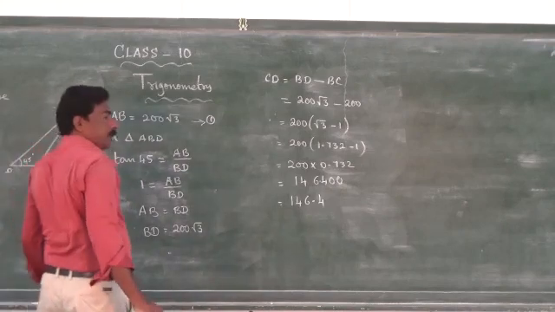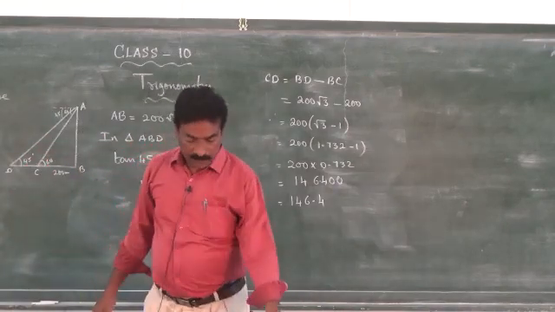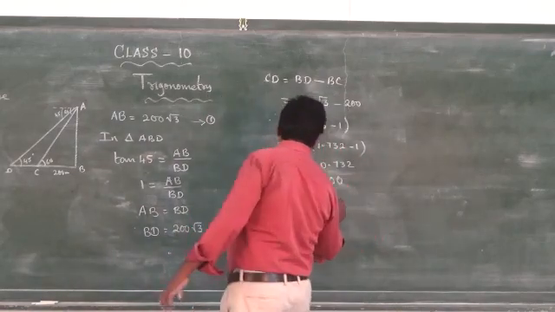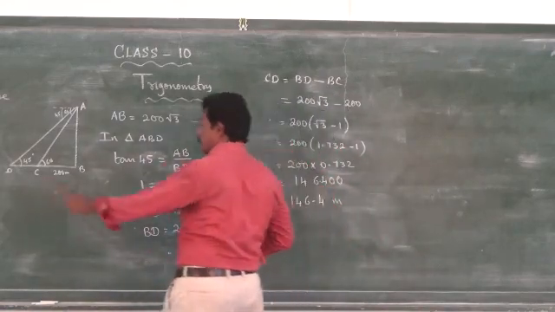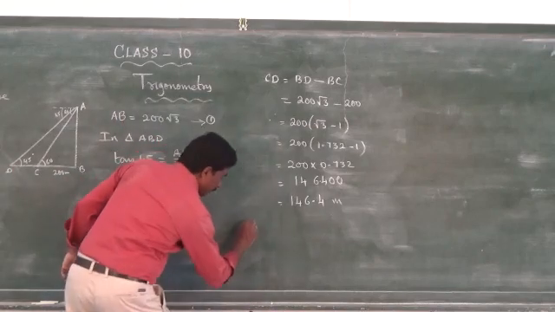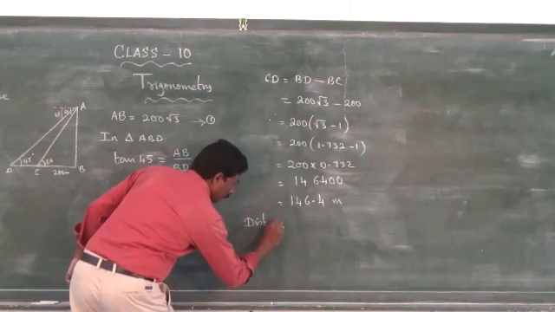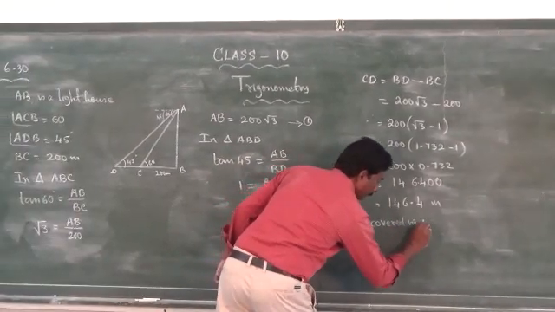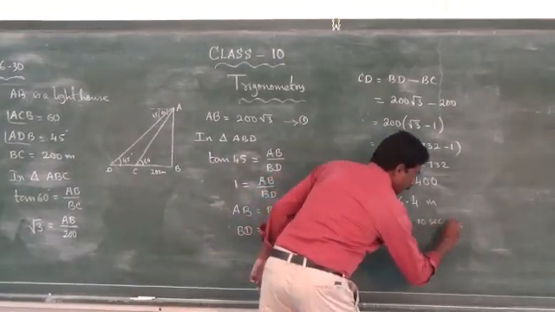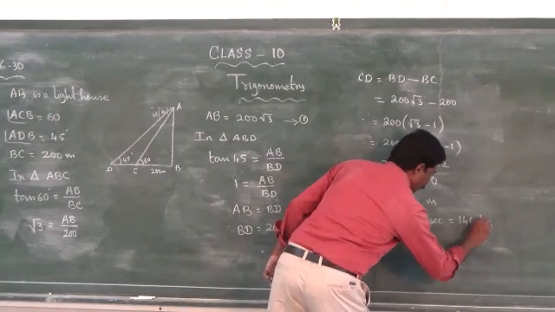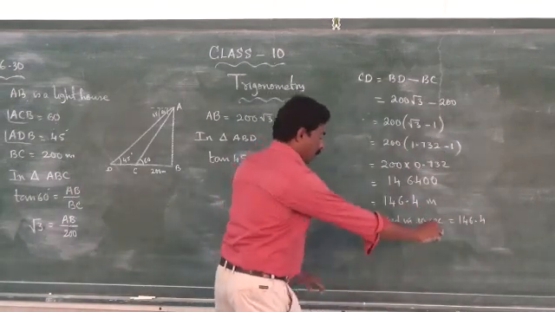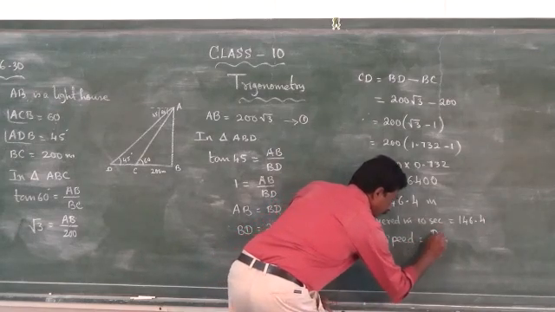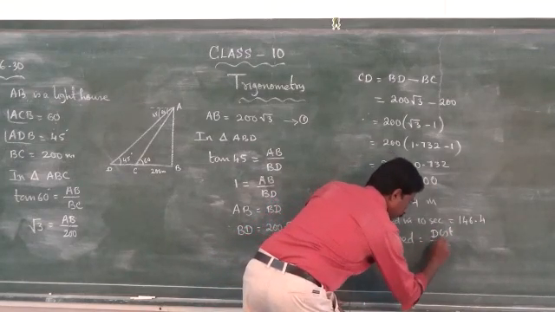Now what is the question? We have to find the speed in kilometer per hour. What is this 146.4 meter? This is the distance travelled in 10 seconds. So the distance covered in 10 seconds is equal to 146.4. You have to find speed. What is the speed formula? Speed equals distance by time.